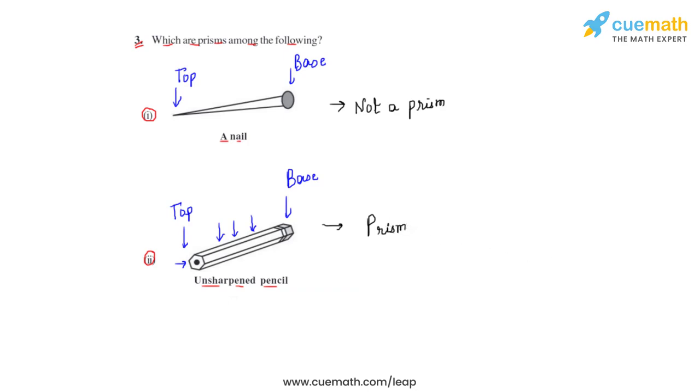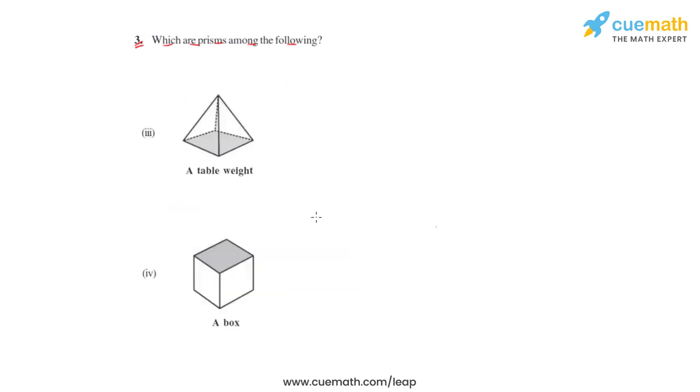Let us now see the next set of solids on the canvas. Now the third solid of this question is a table weight, as we see here, and if we consider the two parts of the solid, that is this to be the top and this to be the base of the solid, we see that the top and the base are not congruent polygons. Hence we can say that this is not a prism, but it definitely represents a pyramid for sure. So this is not a prism.